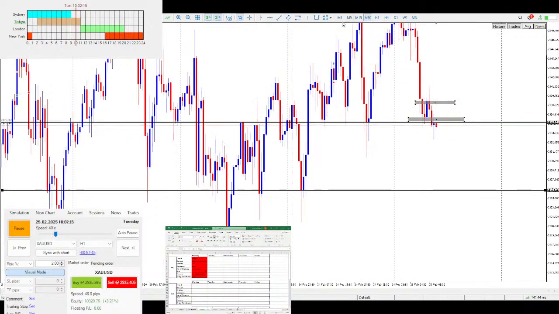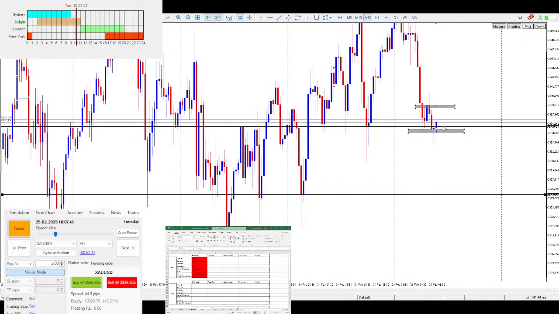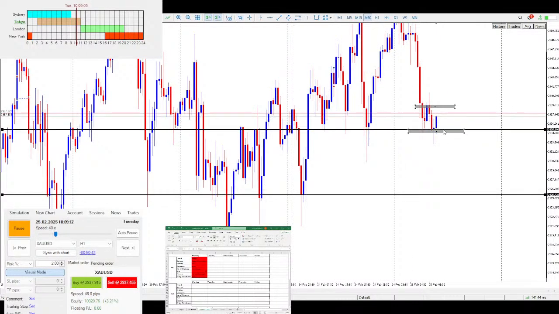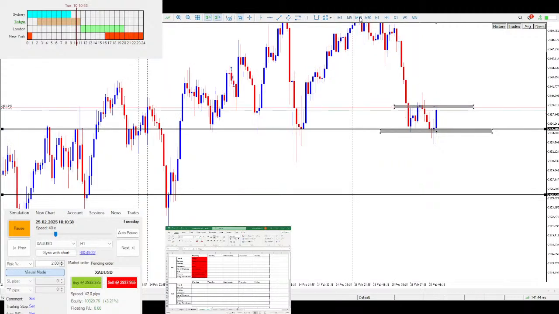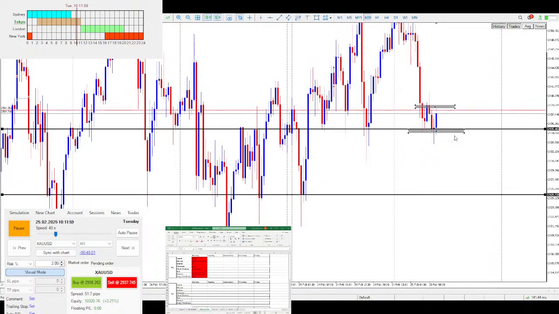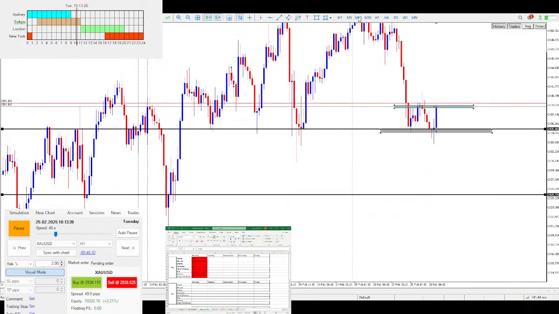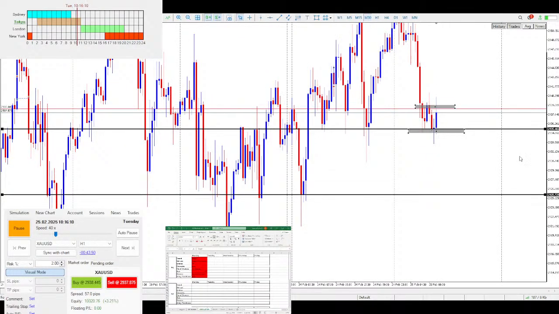Let's see the 30 minutes. Yes, we have that support there. Now I'm adjusting my support and sells based on the M15 time frame. Yeah, let me wait. Price is ranging. It's doing nothing, by the way.